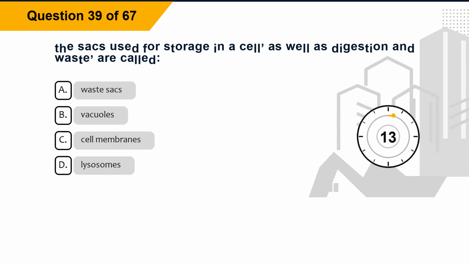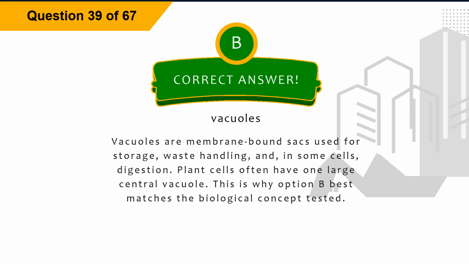Question 39. The sacs used for storage in a cell, as well as digestion and waste, are called option A, waste sacs. Option B, vacuoles. Option C, cell membranes. Option D, lysosomes. The correct answer is option B, vacuoles. Explanation. Vacuoles are membrane-bound sacs used for storage, waste handling, and, in some cells, digestion.